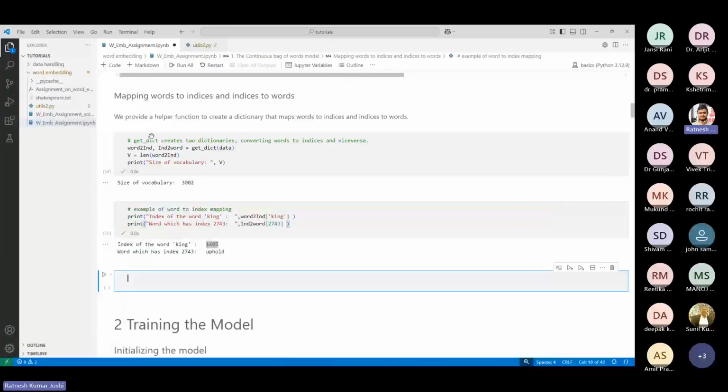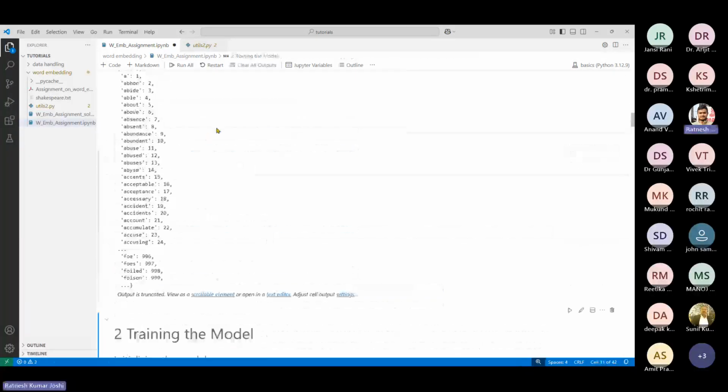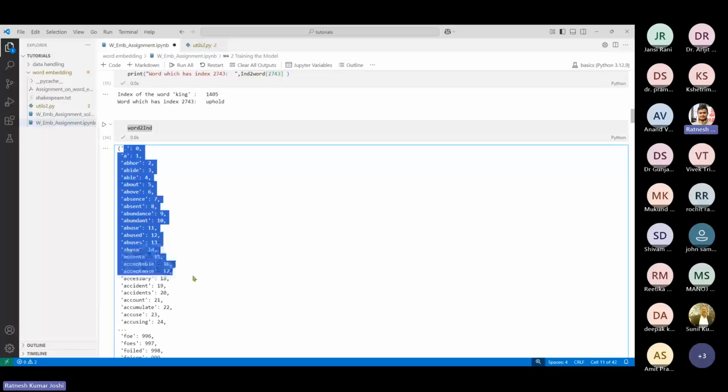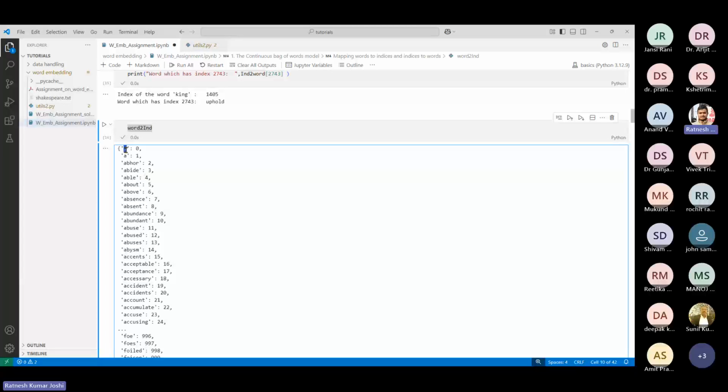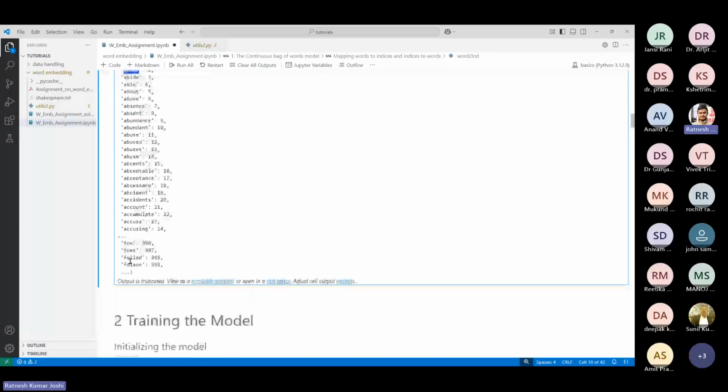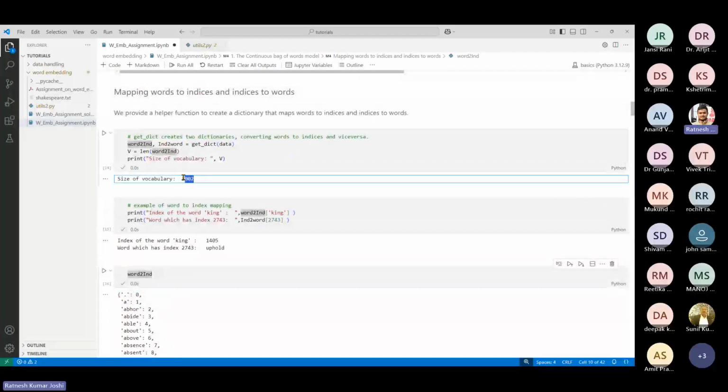We can also check out the entire thing. So word to index is our dictionary. We can just look at word to index and see what it is. It is our Python dictionary, which holds all the vocabulary that we have, all the words in our Shakespeare.txt file with a count greater than 20. Full stop is at the 0th position in our dictionary. 'And' is the second word. 'Abhor' is the third word. 'Abide' is the fourth word, and so on. So all of these are indexed, and finally we have a total of 3002 words.